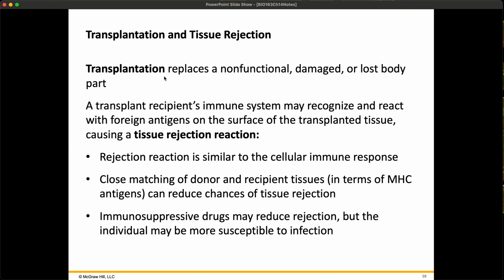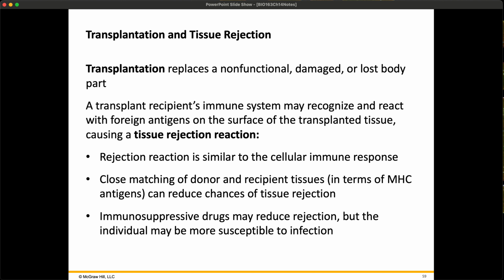Transplant reactions. When transplants are unsuccessful, it is an immune response. Transplantation is replacing a non-functional, damaged, or lost body part with one from a donor. The transplant recipient's immune system can recognize that this is something foreign, and so they do a lot of different tests to try and make sure you're a match. They look at a lot of different components, not just blood type, but organ size, the type of organ that it is, and a lot of other different markers between organs, and it depends on which organ it is.